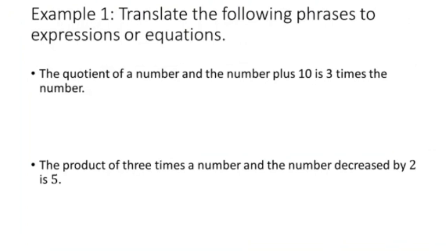The first example, the quotient of a number and the number plus 10 is 3 times the number. The first thing I notice is the word is. The is tells me I'm dealing with an equation. Next is the word quotient. Quotient we associate with division. Now, what are we taking the quotient of? A number and the number plus 10. What would we translate that first part of the statement to? Well, the quotient of a number and the number plus 10 would translate to x over x plus 10.